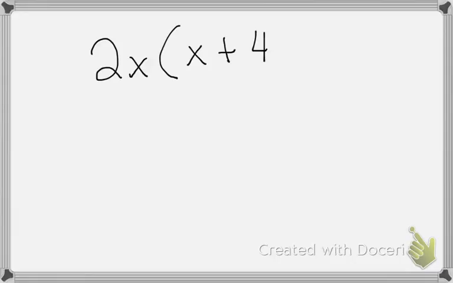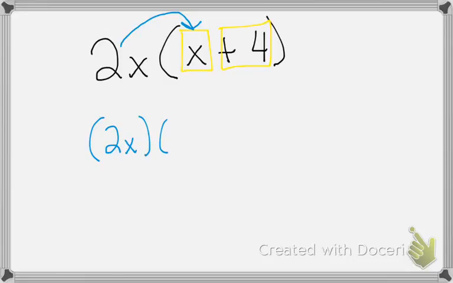What if I put 2x on the outside times x plus 4? It's the same exact process. I'm going to box my terms and deliver my 2x to everybody on the inside. Now I have 2x times x, and my second step gives me 2x times a positive 4.